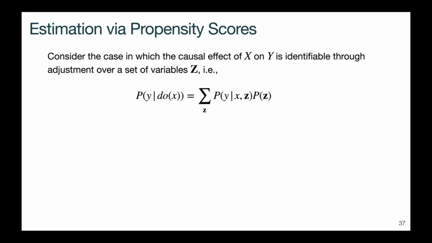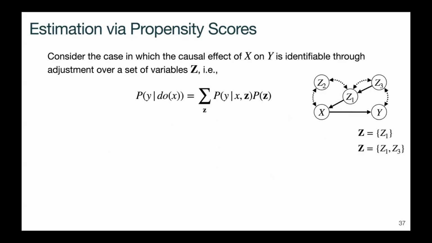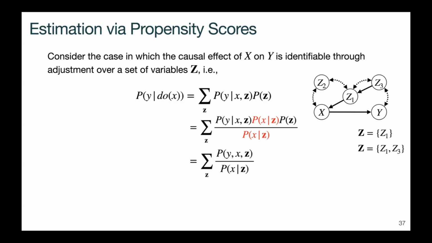And one of the examples is through the propensity score. So this is just a graph as an example, but you can rewrite the expression. Here I'm just multiplying by 1, right? Because this is just 1. Then in the numerator, I have the joint distribution.